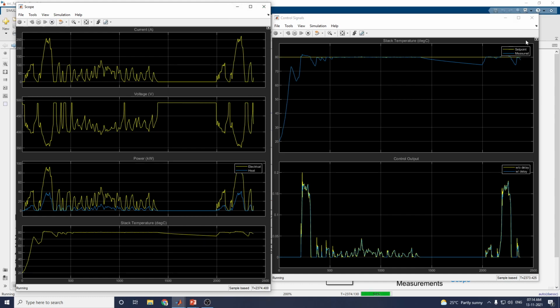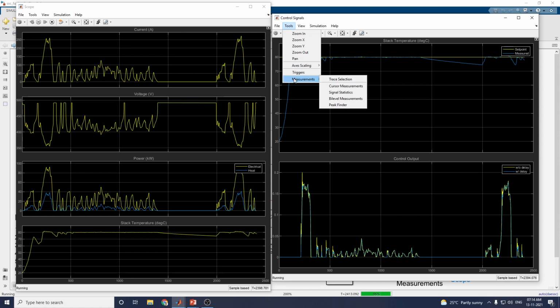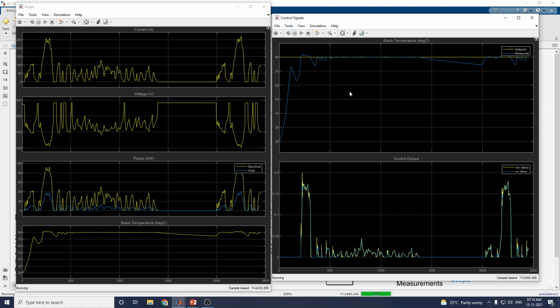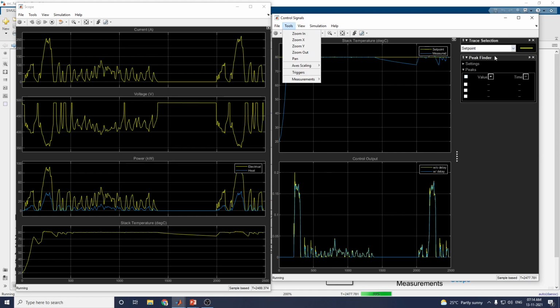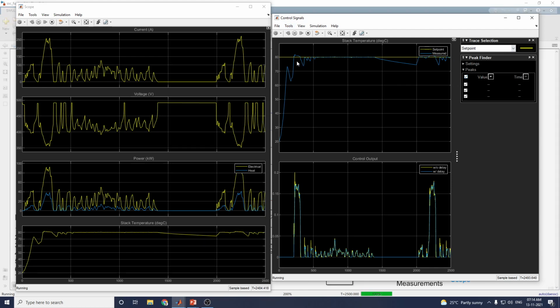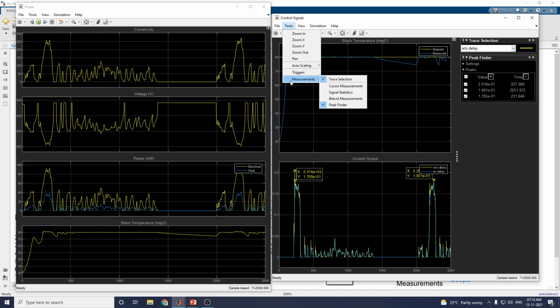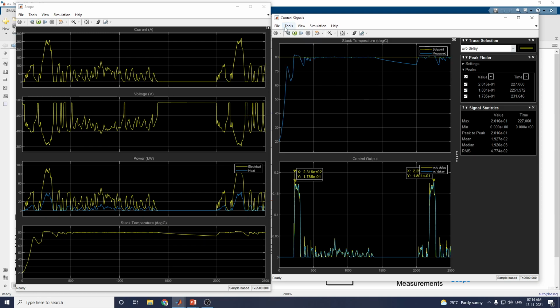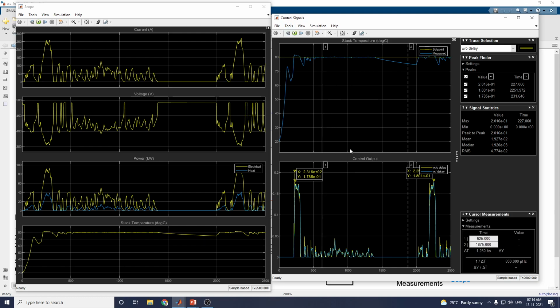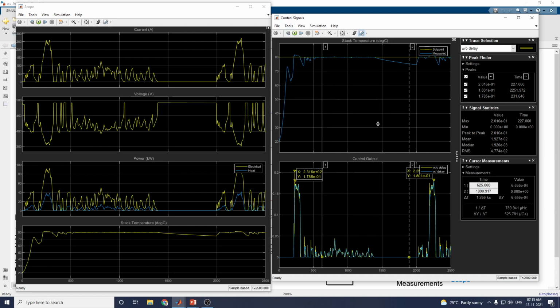Here also, by using this toolbox measurement unit, you can see the peak finder. Here you see the peak finder at the set point value. Here you can see the set point value, how to measure this one, and this one, without delay and with delay, control output trace selection. Also, by using the measurement unit, you can see signal statistics and cursor measurements. Wherever you place the cursor, you can see the time values and the measurement values.